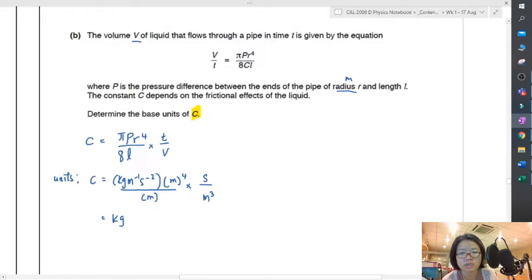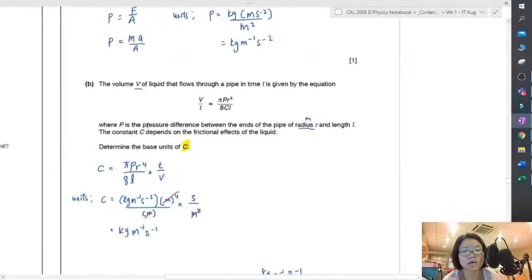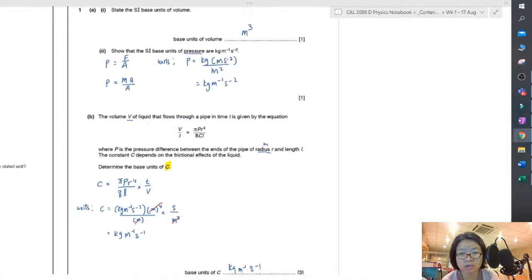So what I do is, I simplify. And after simplifying, you can always cancel out. You don't have to flex. Okay. So I'll get kg m -1 s -1. Yay! Alright, so for this one, I'm also going to show you how to check your mark scheme.